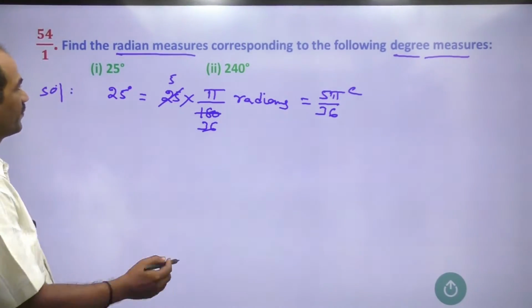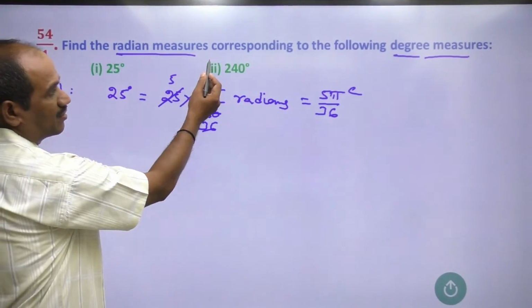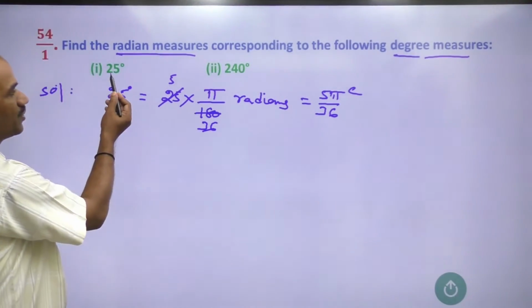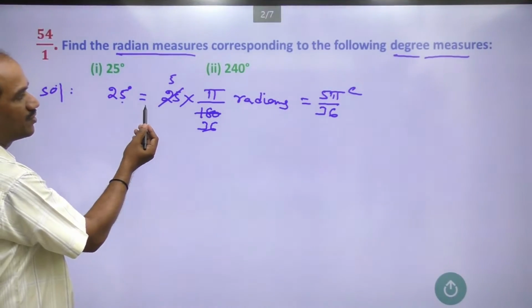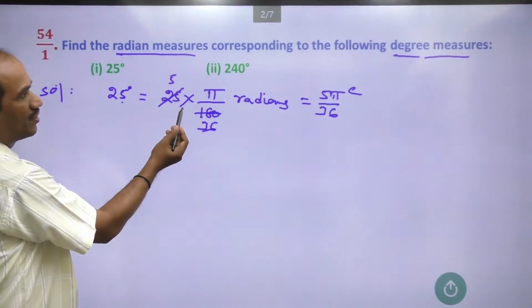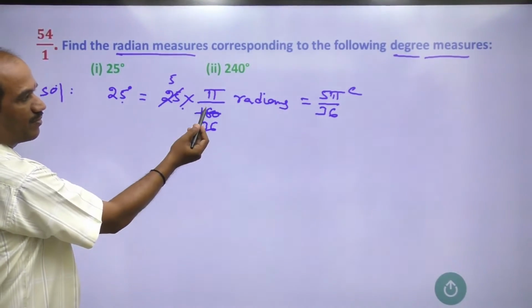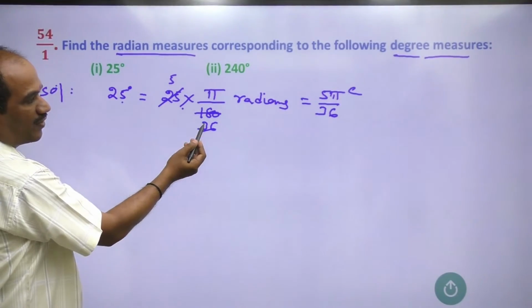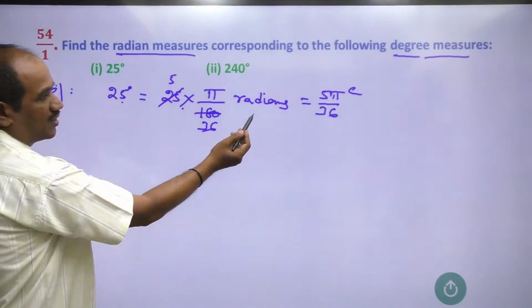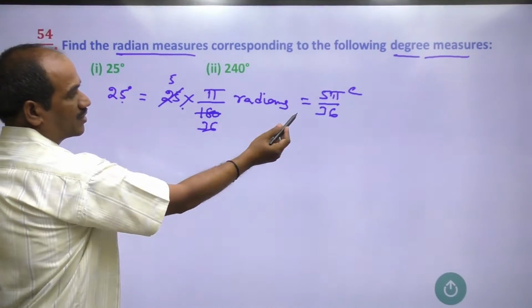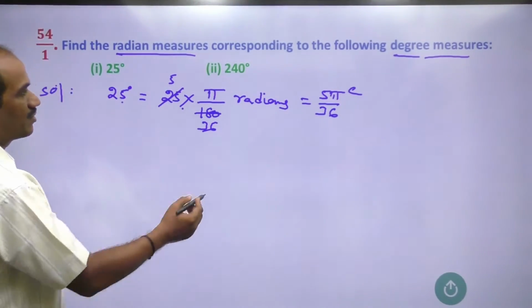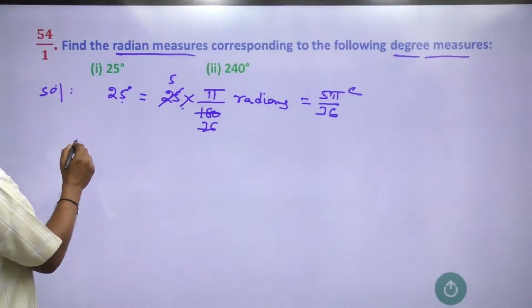Once more: find the radian measure corresponding to the following degree measure. First question, 25 degrees. 25 degrees is equal to 25 into pi by 180. So 5 times 5, 5 times 36, that is equal to 5 pi by 36 radians. Okay.